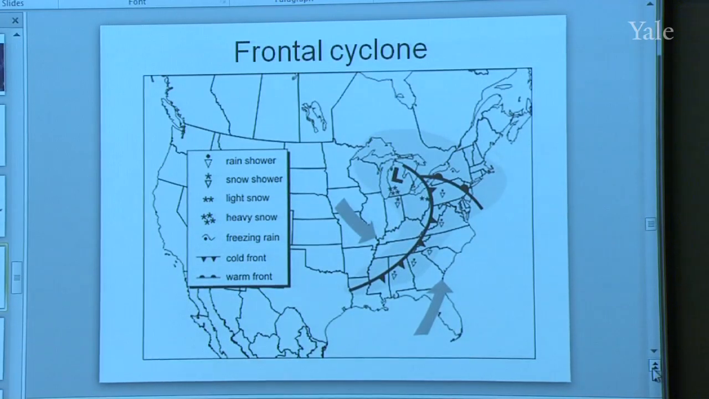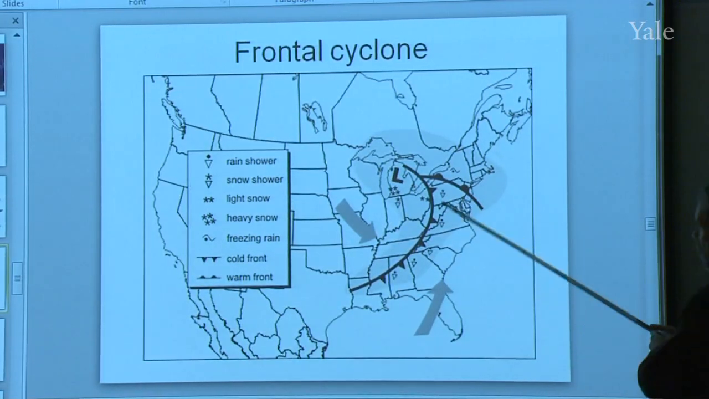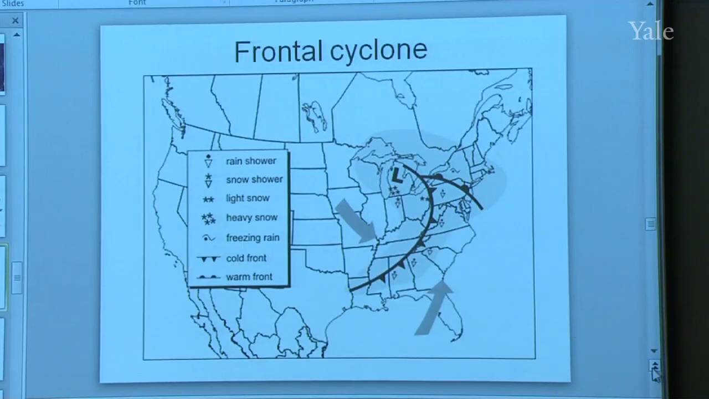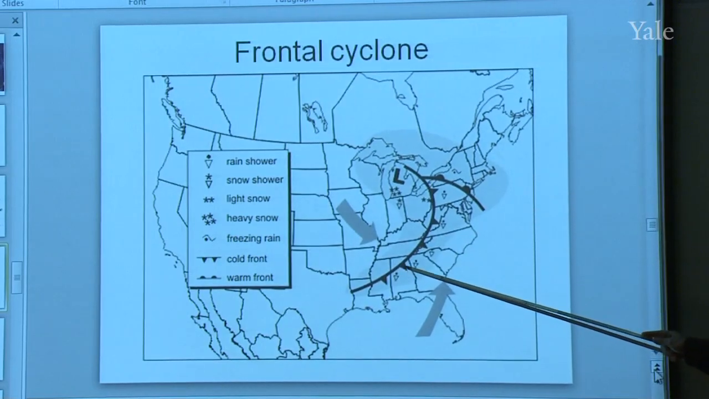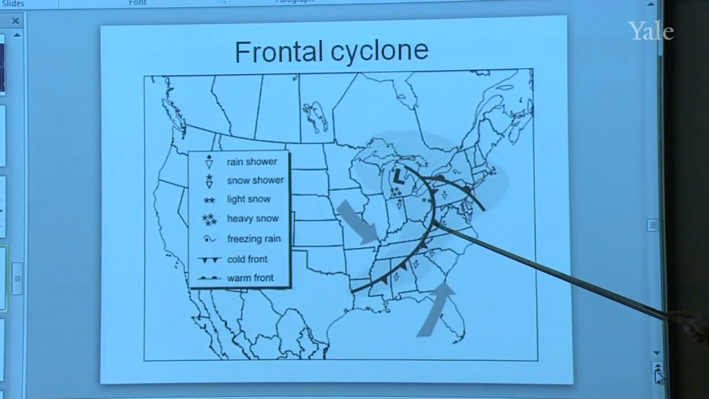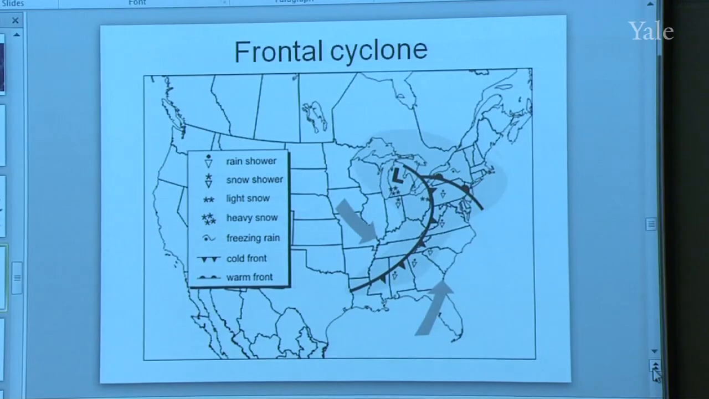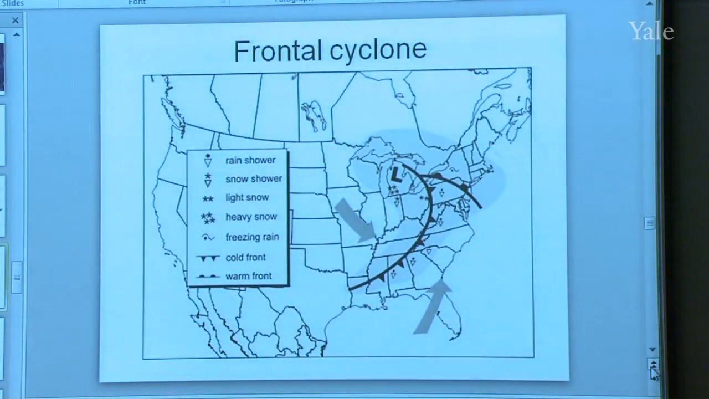Now, in order to make any sense of frontal cyclones, you have to know the different definitions of the fronts. The word front by itself simply means a boundary between warm and cold air. A cold front, indicated by the filled triangles, is when the cold air is advancing.